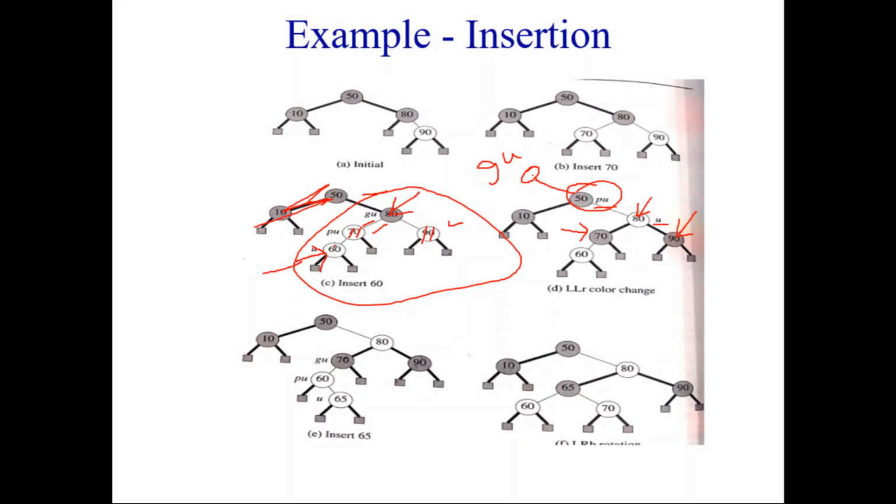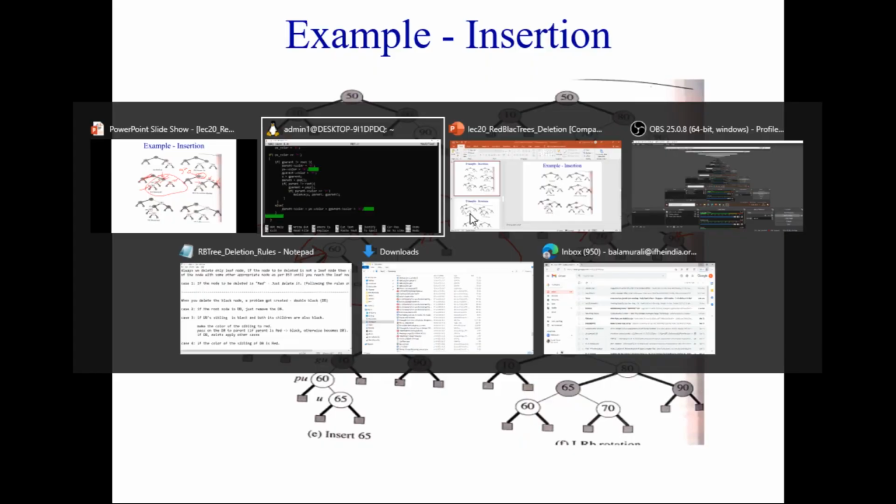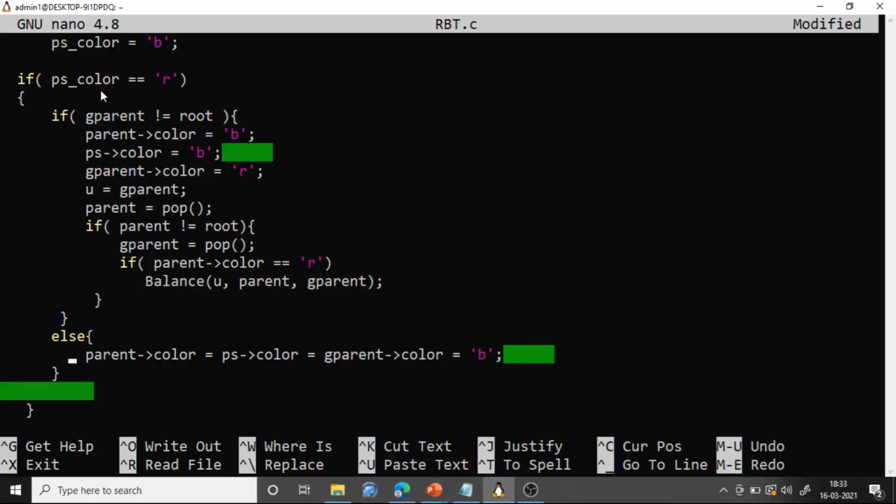So the point is, if the new node is red, and its parent is red, and the parent sibling is also red, and the grandparent itself is the root node, then just make the grandparent, parent, and parent sibling black in color. That is what we are doing here. If the grandparent is the root node, then what you have to do is set the parent color, parent sibling color and grandparent color as black. That's it. So this is the code for recoloring.